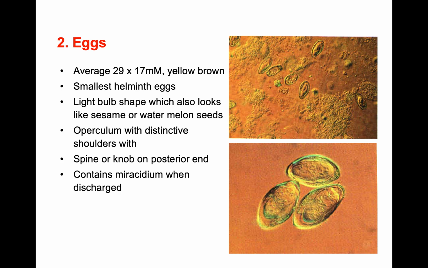The eggs are very tiny. It's one of the smallest helminth eggs. And it's light bulb shaped, which also looks like a sesame or watermelon seed. And it has an operculum with distinctive shoulders. So at the smaller side, there's the opening. There's the operculum, and on the other side, which is the rounder bottom, there's a spike. There's a spine, or a knob, on the posterior end, and inside is a miracidium.